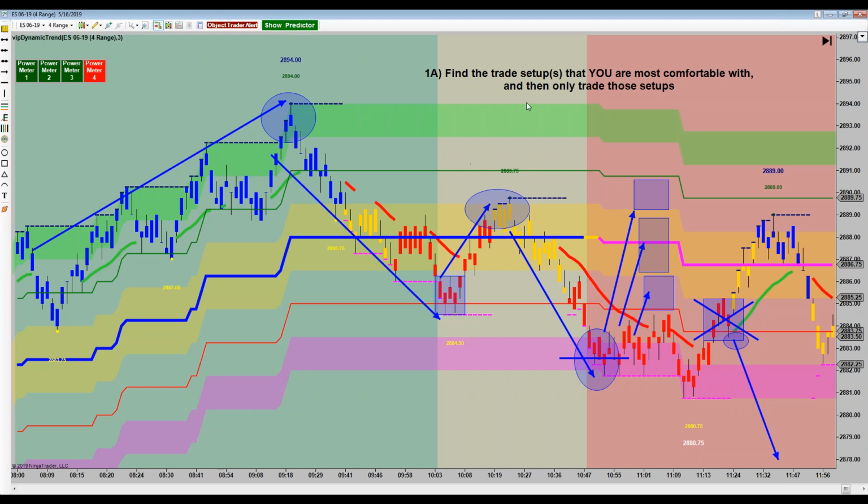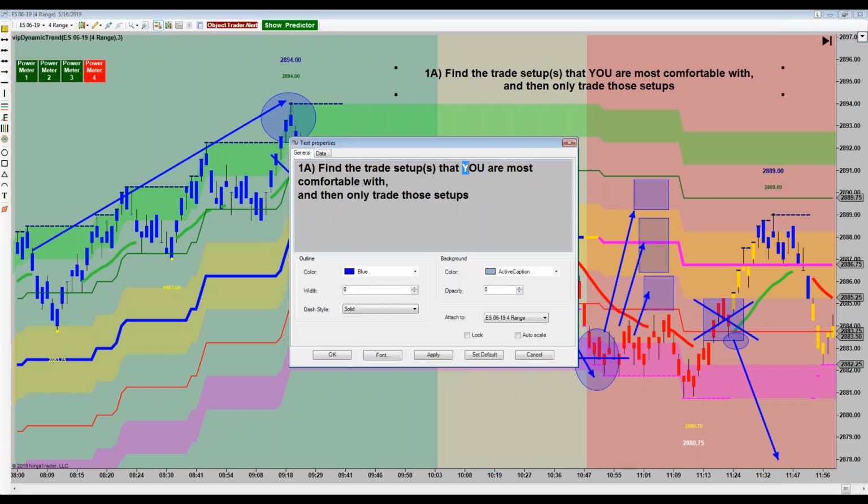What I'm saying is this, and the emphasis when I wrote this is on what word? Does this say team here? Am I saying the Viper team when I did this sentence? Find the trade setups that the Viper team are comfortable with? Is that what I'm saying? Or am I saying you, specifically you? Yeah, it's you.